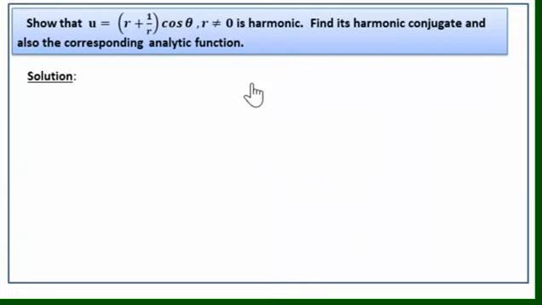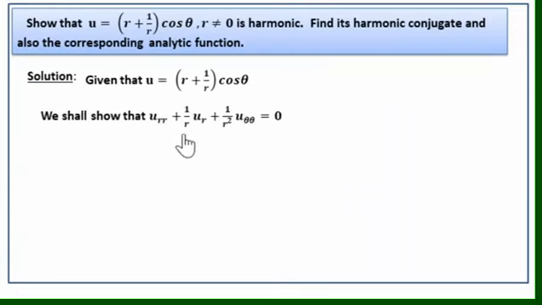That is, we need to show that u satisfies the Laplace equation: dou square u by dou r square plus 1 by r dou u by dou r plus 1 by r square dou square u by dou theta square equal to 0. To prove this, we need to find u_r, then u_theta, then dou square u by dou r square and dou square u by dou theta square. These four partial derivatives, and then substitute in the left hand side and show that it's equal to 0, so that u will be harmonic.